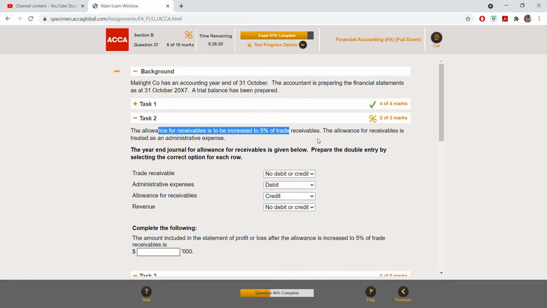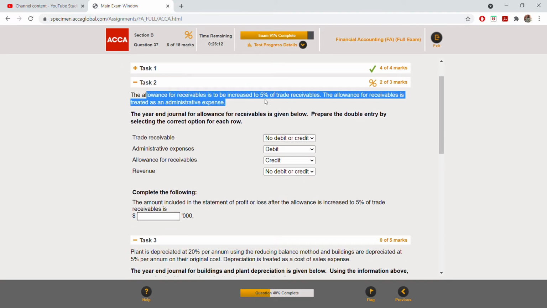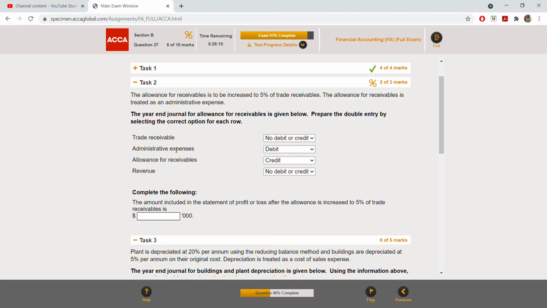I was supposed to look at this. For trade receivable, administrative expenses will come, it will be debited, and allowance for receivable will be credited. Revenue and trade receivable, it does not have an impact. Okay, generally revenue is credit, but I was taking it generally. I didn't link it to this. Next, I need to write this. Amount included in the statement of profit or loss after the allowance is increased to 5% of trade receivable is how much?